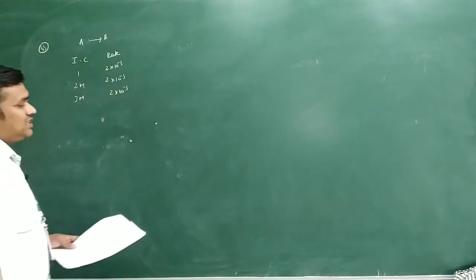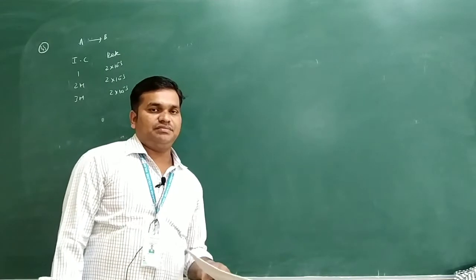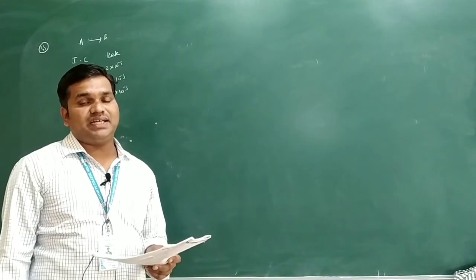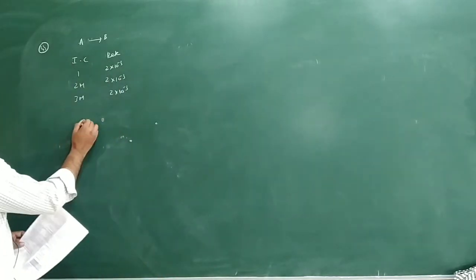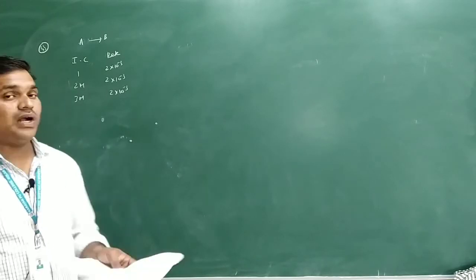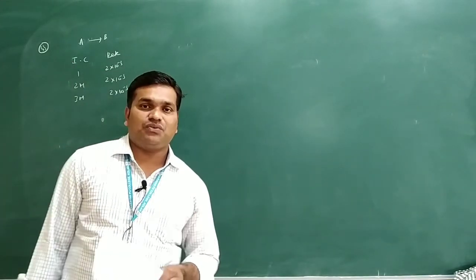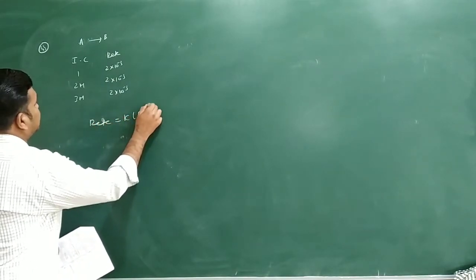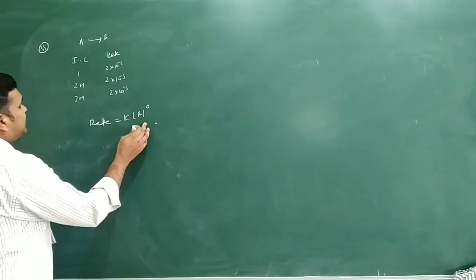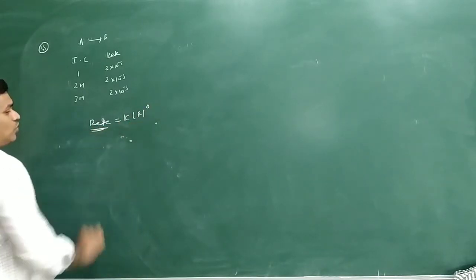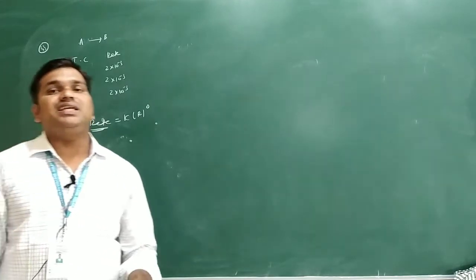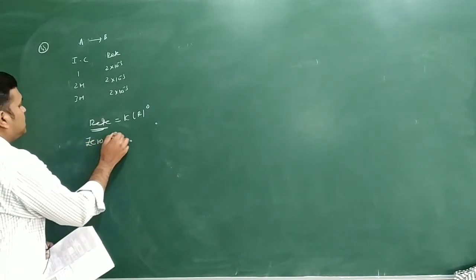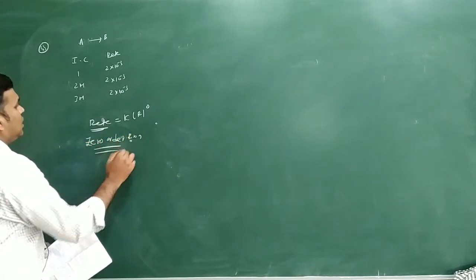Now we see that the concentration increases but the rate does not change. This means the rate of reaction does not depend on the initial concentration of the reactant. So what is the order of the reaction? It is a zero order reaction. Why? Rate is equal to K into concentration of R whole power 0. So even if the initial concentration increases, the rate stays constant. It does not depend on the initial concentration of the reactant. So the order of the reaction is zero.